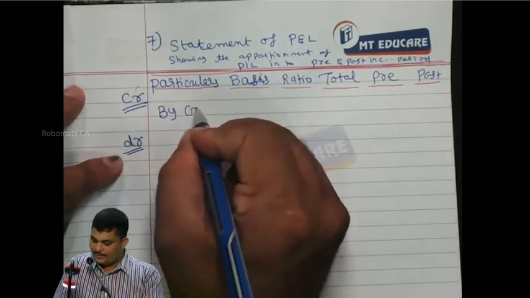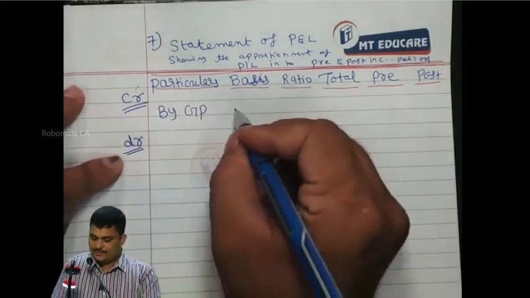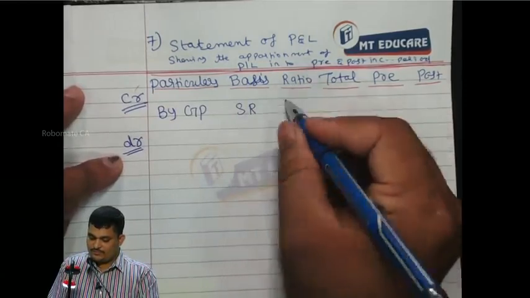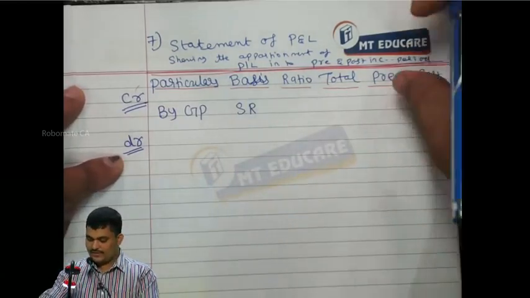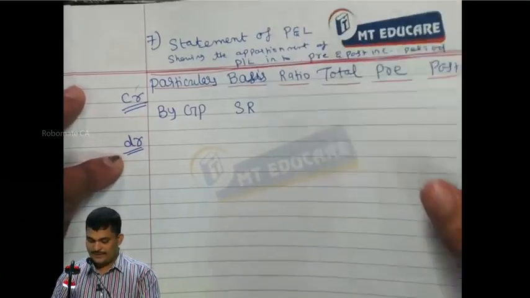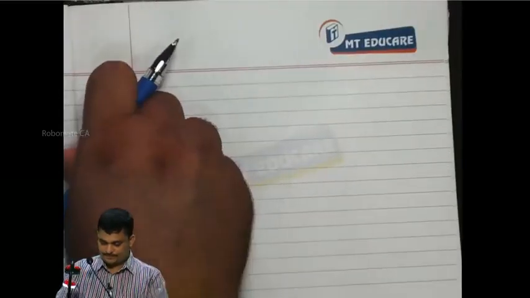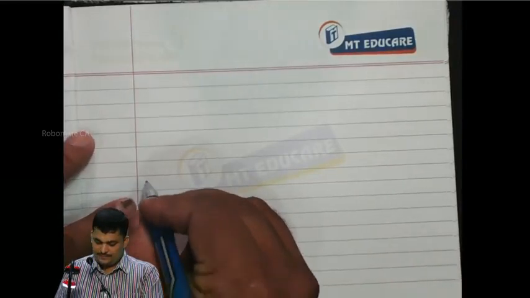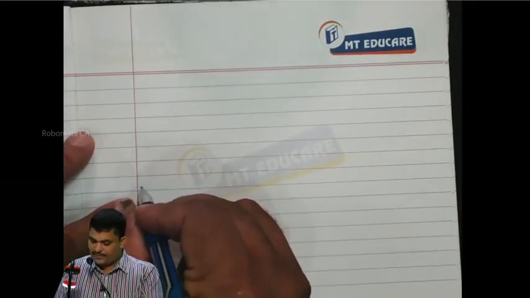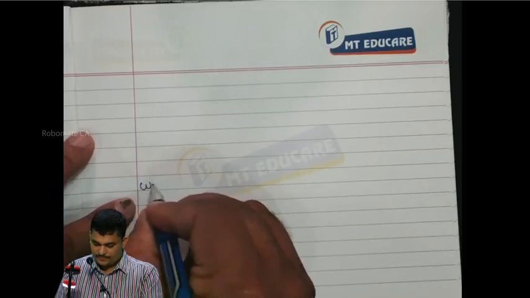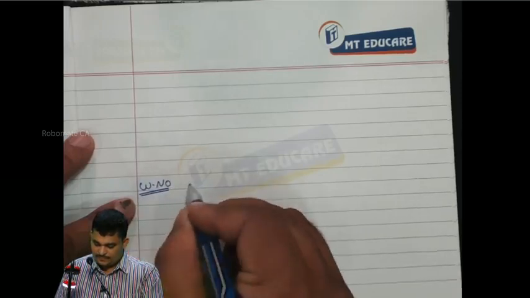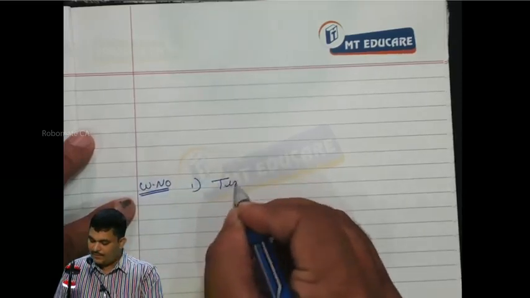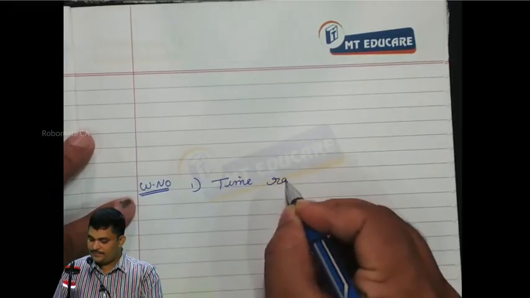By gross profit, sales ratio, we don't know. So for that we should go for the working notes. We have working note, time ratio.